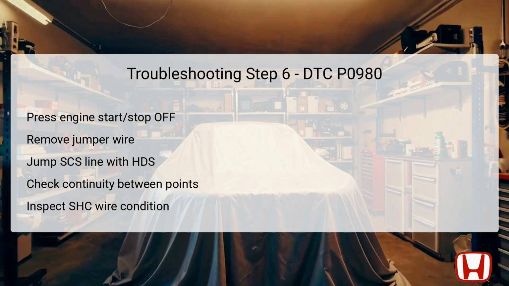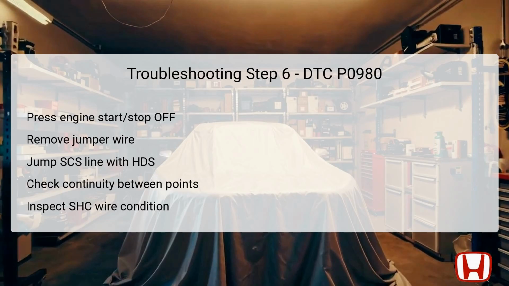In the sixth and final troubleshooting step, the objective is to evaluate the integrity of the SHC wire connected to the Shift Solenoid Valve C. Begin by pressing the engine's start-stop button to set the system to off. Next, remove the jumper wire used in previous tests and jump the SCS line again with the HDS to continue diagnostics. Disconnect the PCM connector B to isolate further testing.